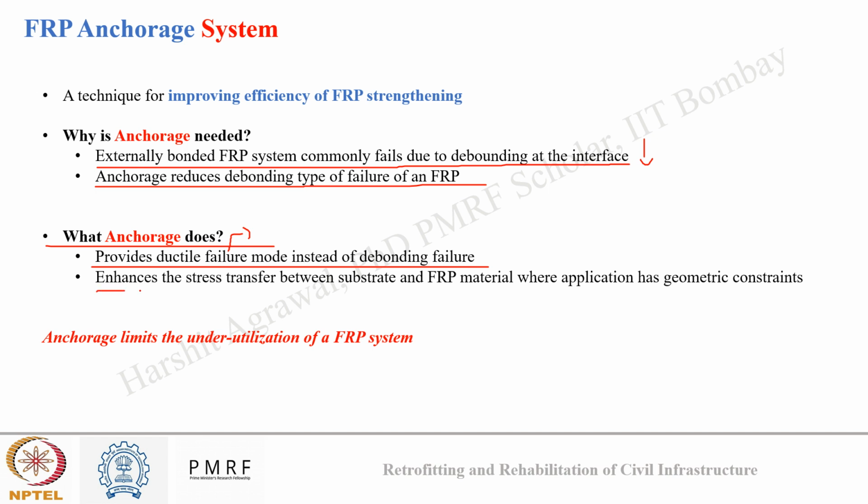Okay, it enhances the stress transfer between the substrate and the FRP material, where the application has geometric constraints. So all in all, we can say anchorage limits the underutilization of the FRP system, and we saw in a couple of literatures today also how the system with FRP with anchorage gave the maximum increase in load. Why? Because the failure there was due to ductile failure of FRP instead of bond failure.